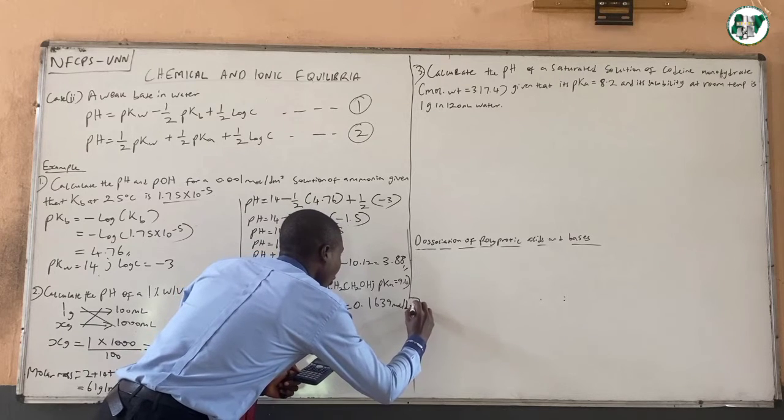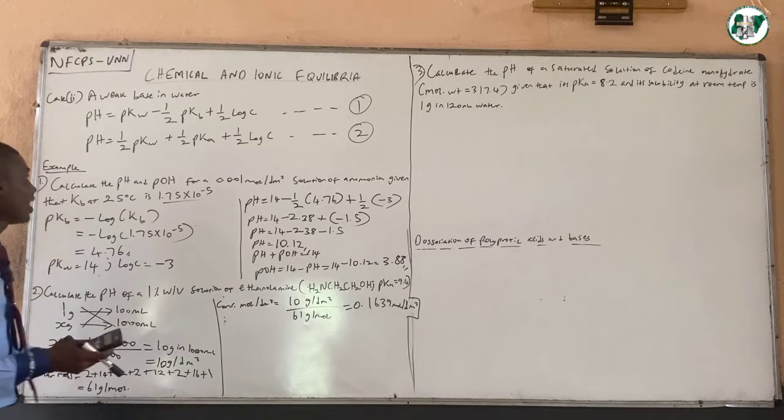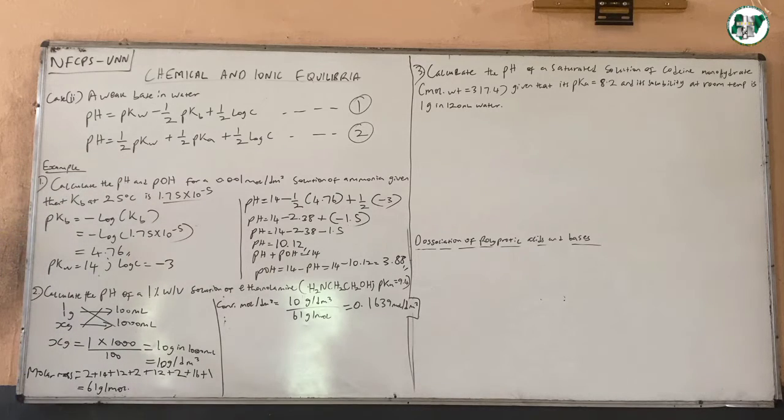Per dm cube. So that's 0.1639 mole per dm cube. So the next thing for us to now do is for us to calculate. You can use this, you can use this. All right. Now, let's say we are going to use the first one. So let us work with the first one.